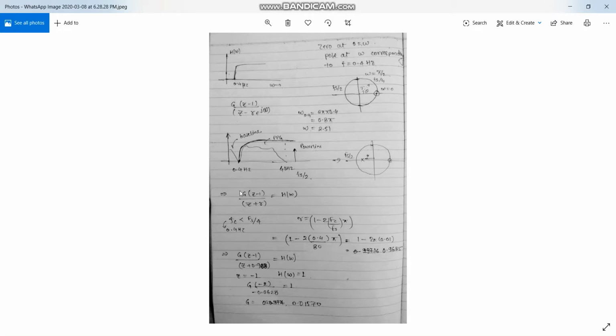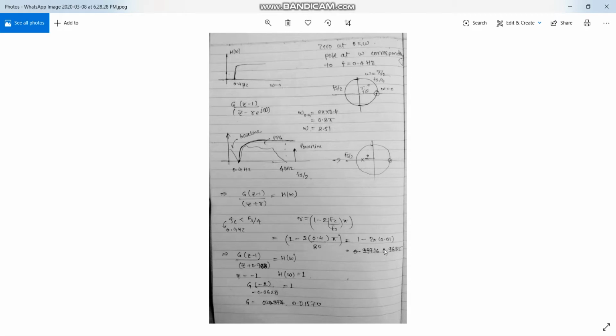So accordingly, we can write the general transfer function H of omega as some gain g into z minus the zeros over z minus the poles. Now, since we are keeping the pole at omega equals pi, this minus sign becomes plus, so it is z plus r e raised to power j pi. The e raised to power j pi component just becomes minus 1, so this is z minus minus r, that is z plus r, and the location of the zero is z minus 1, that is at 1.